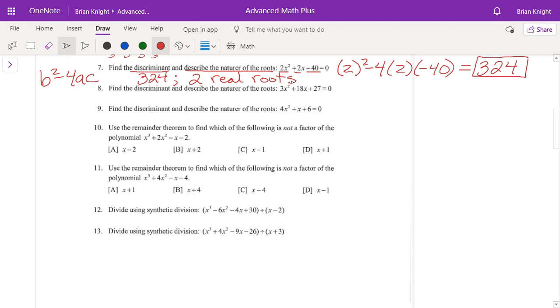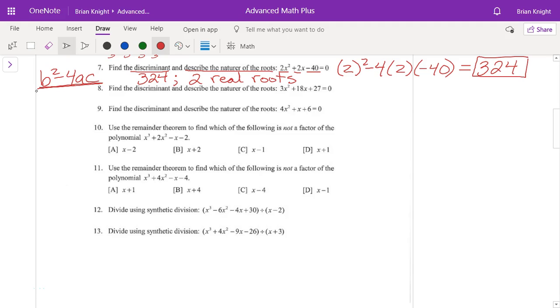Okay? If it's 0, you'll write 1 real root. If it's negative, you'll write 2 imaginary roots. Everybody understand that? Okay? Again, this is all you're plugging in. Do not put the square root part. Okay, that's not the discriminant. The discriminant is what's under the square root.